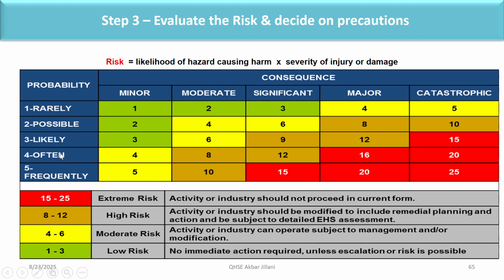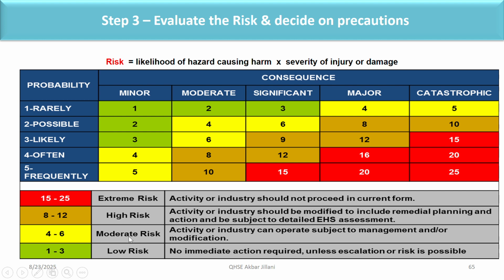Now the rating is actually the multiplication. If we multiply, the likelihood is 3 and the consequence is 3, what will be the risk? Risk 9. If the likelihood is 2 and the consequence is 3, then what will be the rating? Then the rating will be 6. Now if the likelihood is 4 and the consequence is 4, then it will become 16.